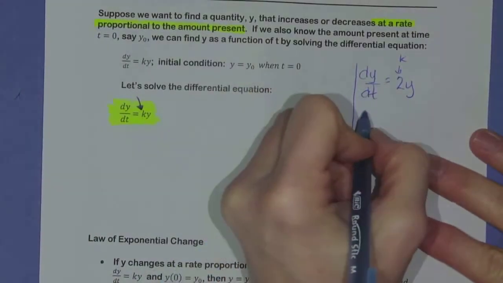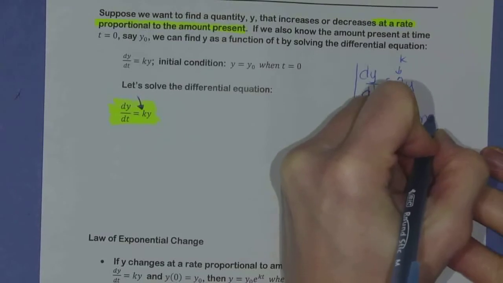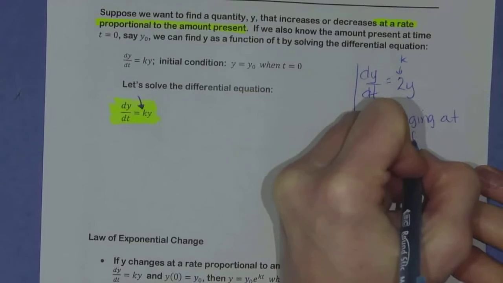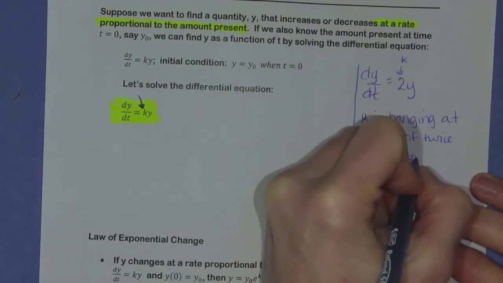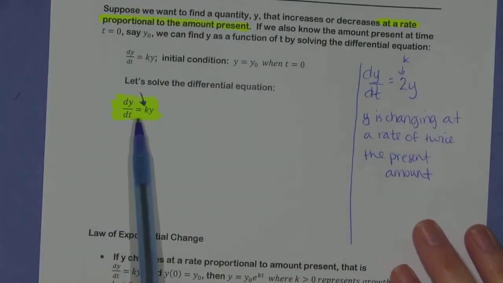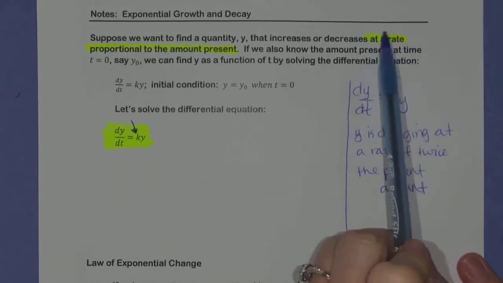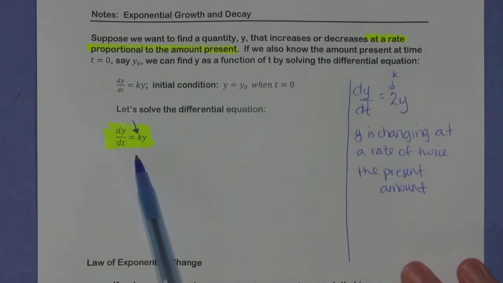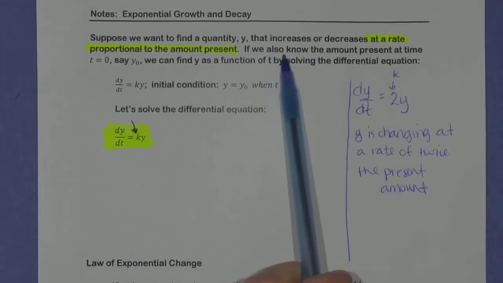This just means that y is changing at a rate of twice the present amount. So this is all this little formula, this little differential equation, is saying. So what I need you to memorize is that when you see this phrasing, something's changing at a rate proportional to the amount present, this is the equation I want you to go to. This is your go-to.